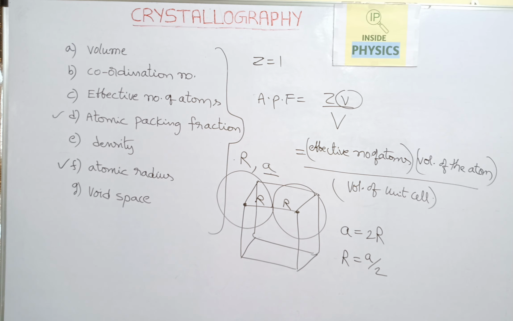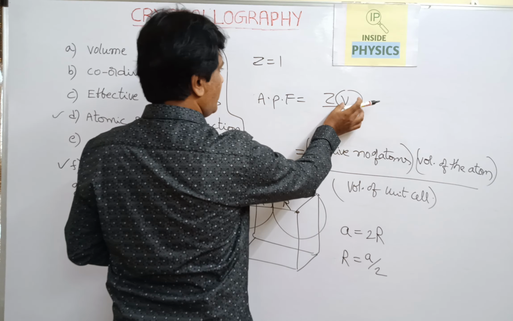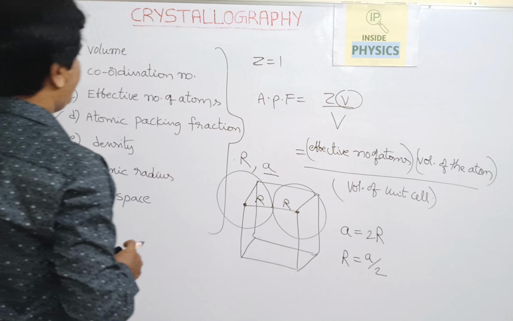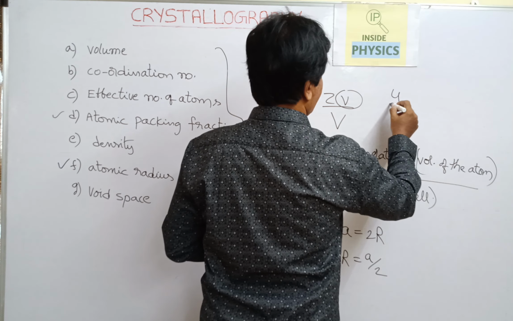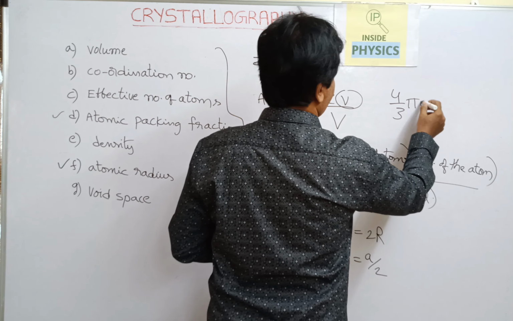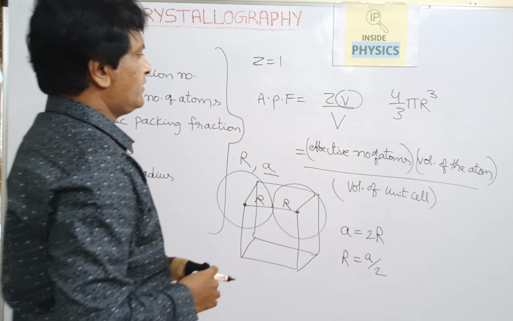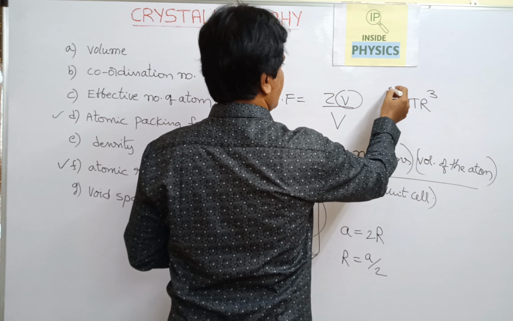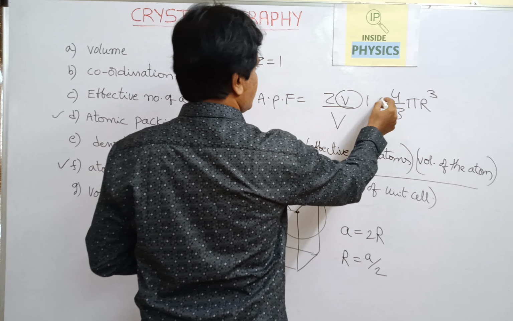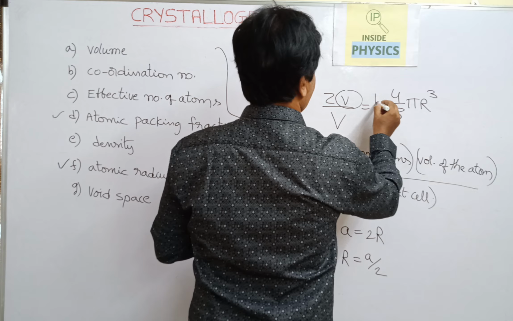So this is the relation we got. With this relation, what is the radius? A by 2. So the volume of the atom: the atom will be a sphere-like structure, that is 4/3 pi r cube, right? And this is the small v, the volume of the atom. Z, we already know it is 1.